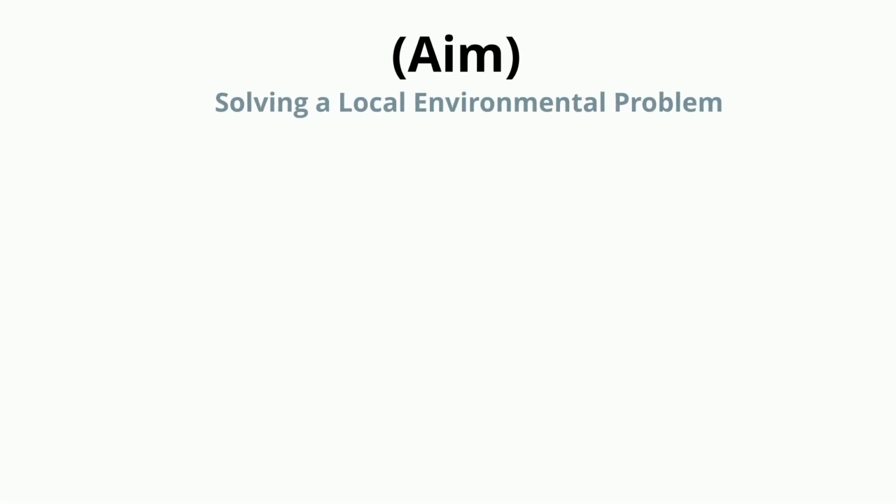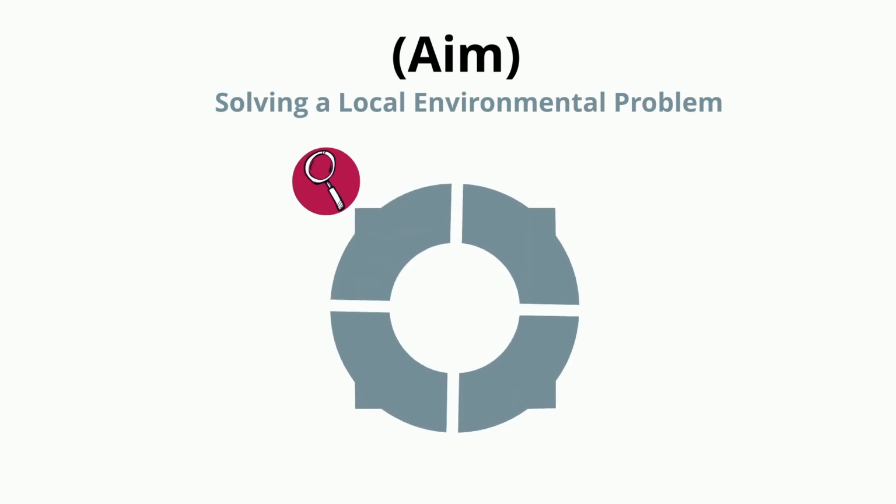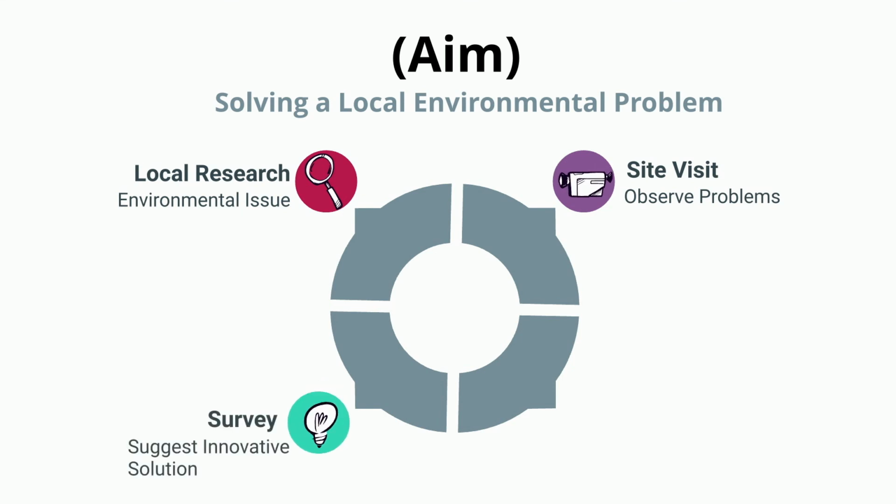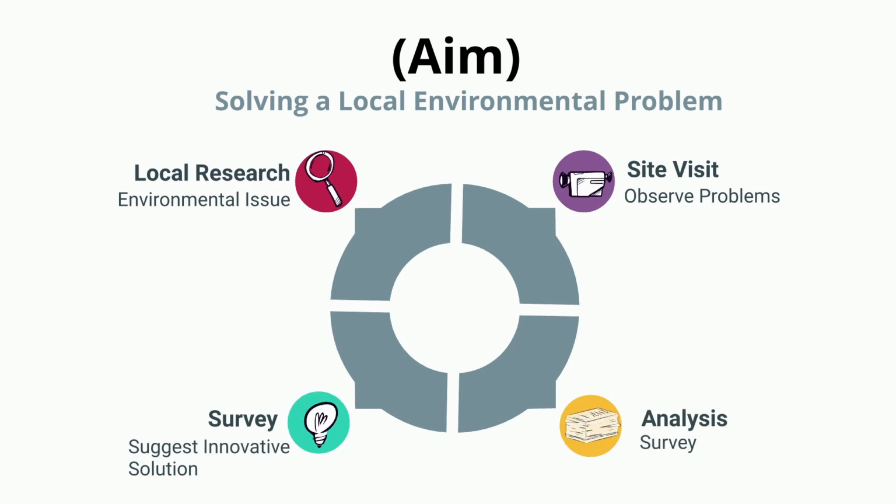The aim of this research is to solve a local environmental problem through, first, finding a significant local environmental topic. Second, conducting a site visit to the location of interest to observe environmental problems of that specific topic. Third, distributing a survey amongst the stakeholders that aims at introducing an optimal solution to a major problem observed. And finally, analyzing the surveys to extract relevant findings.